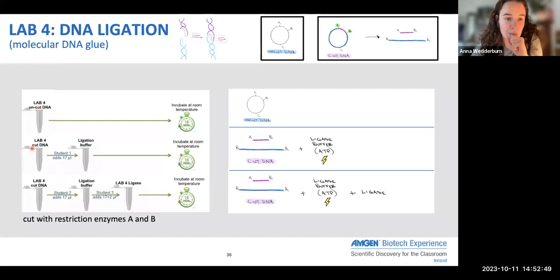You've got your cut DNA, so you're going to add 17 microliters of this cut DNA to the ligase buffer, and then just leave that for 10 minutes. And then for this final one, you're going to add 17 microliters of the cut DNA into your ligase buffer. So there's 2 microliters of ligase buffer in there. So then you've got your 17 microliters of cut DNA and 2 microliters of ligase buffer, so that's 19 microliters in total. You're going to move all of those 19 microliters over to the final ligase tube.